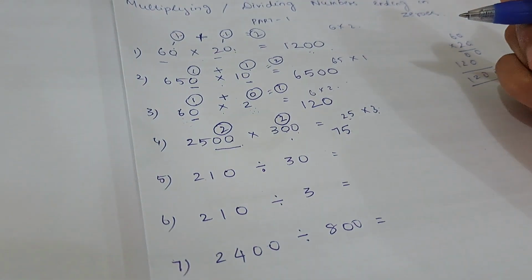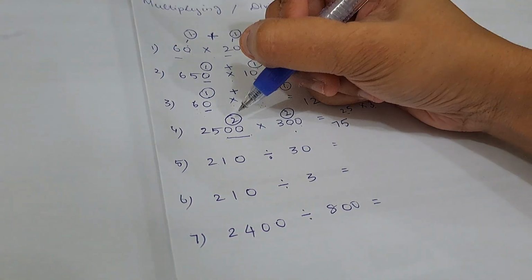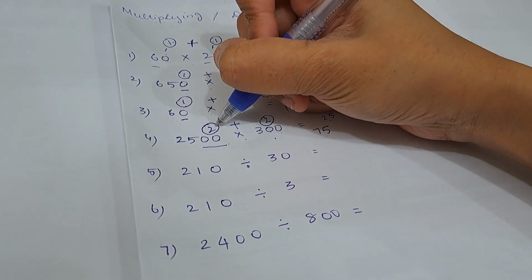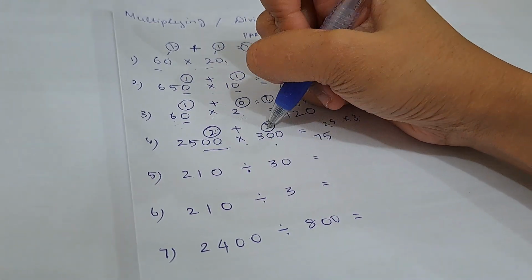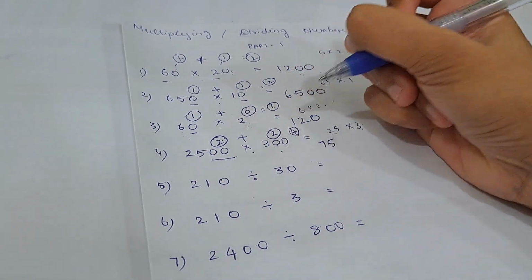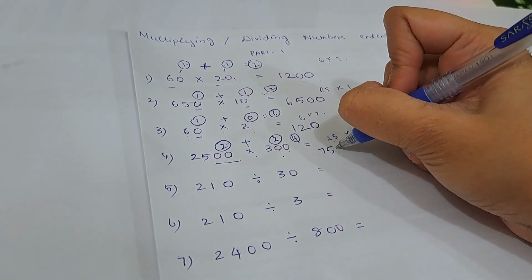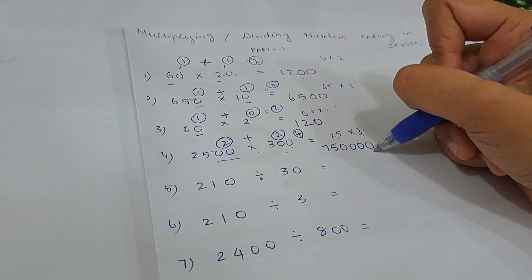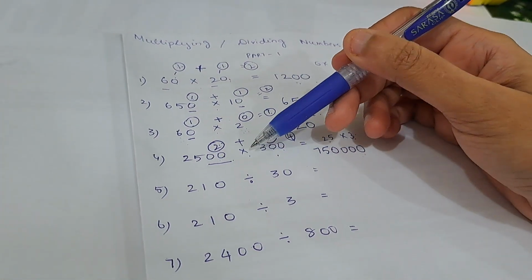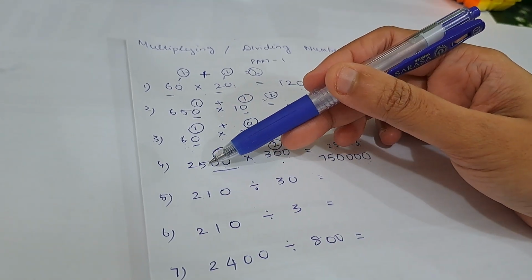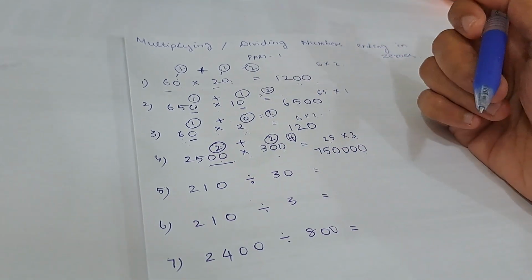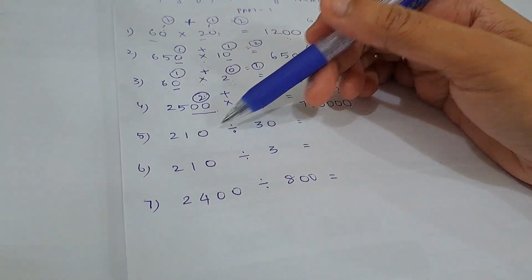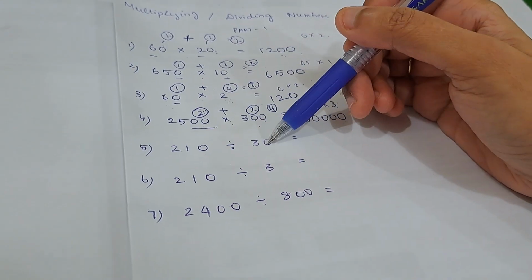Now it is time to deal with the zeros. You have to add when it comes to multiplication. You have to add the number of zeros. So 2 plus 2 makes 4 zeros in your answer. So write 4 zeros in your answer. So this will be the multiplication answer of 2500 multiplied by 300.